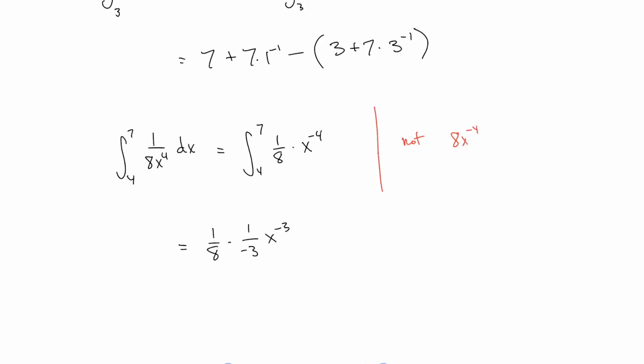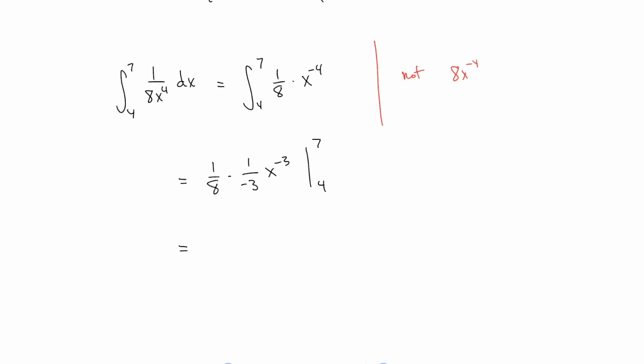Great. So the hard part is over, but now we just have to plug the two numbers in. If you want to simplify the fractions, you would multiply 1 over -24, I guess is what that is, right? But I don't really care about that. It's 7 to the minus 3 minus 1 over -24, 4 to the minus 3. There you go.